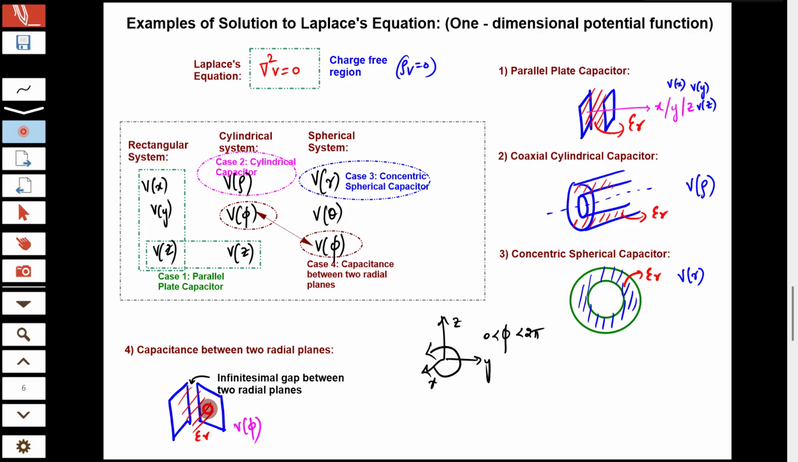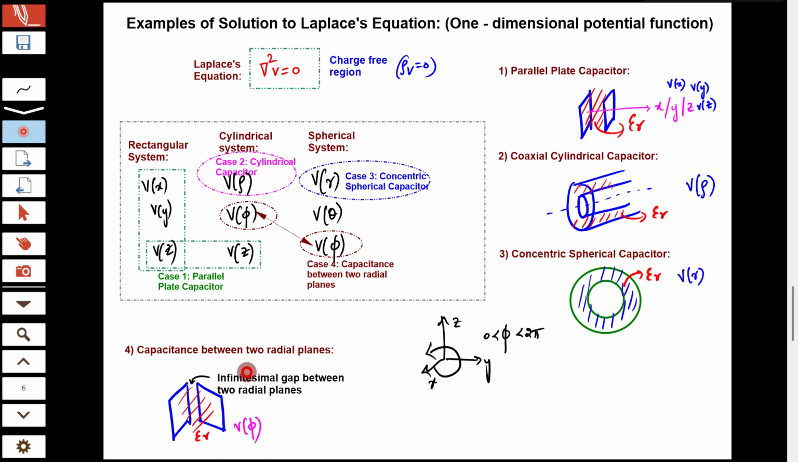We know conducting plates have equal potential. If these two plates touch each other, then there will not be any difference in potential. For a single conducting plate, potential is the same. Conducting plates have equipotential values. So if these two plates are separated by at least an infinitely small gap, then we can estimate the difference in potential and the potential function between the two plates as V as a function of phi. If these two are touching each other, both will be at the same potential, and there is no potential variation between the two plates. So we have to maintain an infinitely small gap between the two radial planes to estimate V as a function of phi in this case.